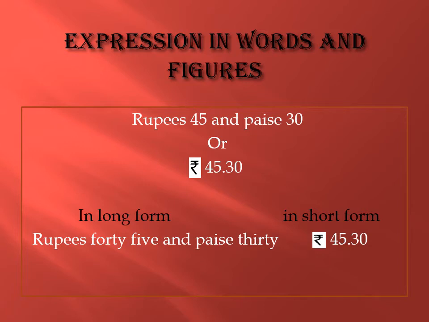45.30, but we read it together 45.30. That shows that 45 is showing the rupees and 30 is representing the paise. Decimal is dividing rupee and paise. It is separating both the amounts, that is in rupees and that is in paise.